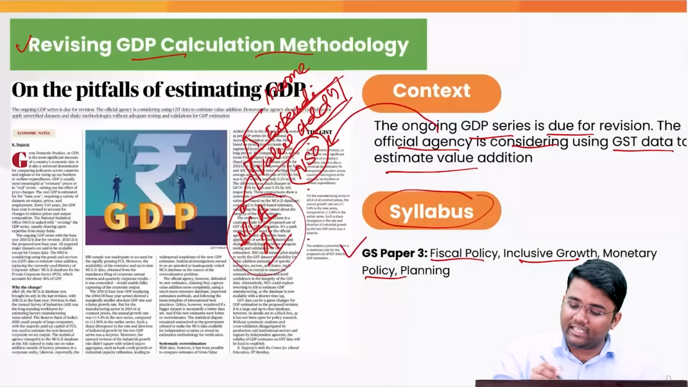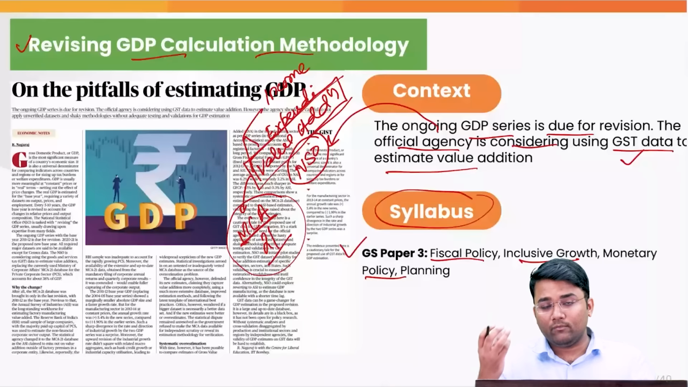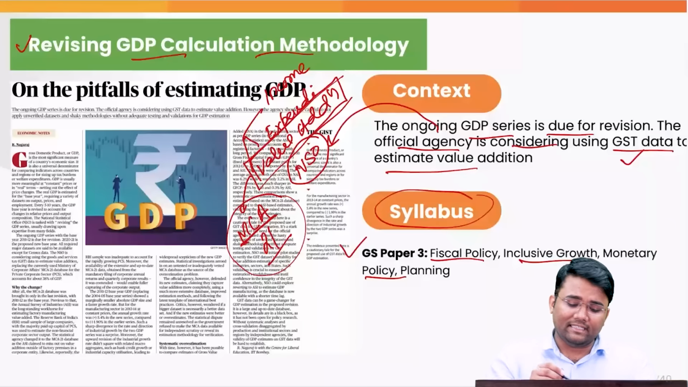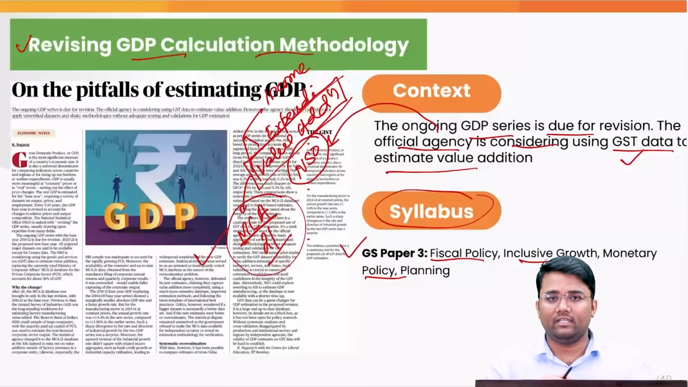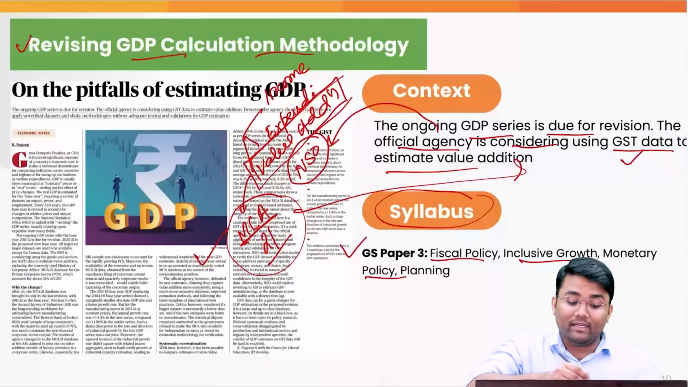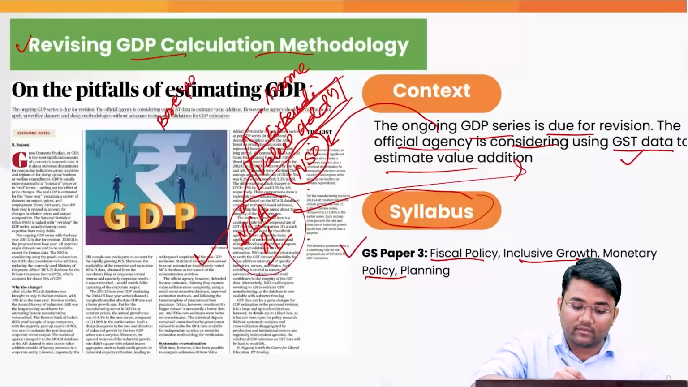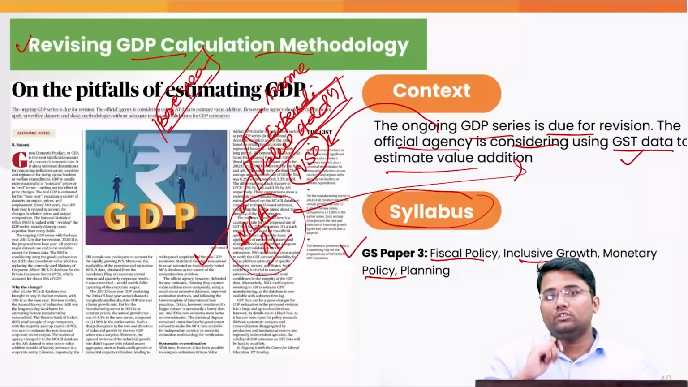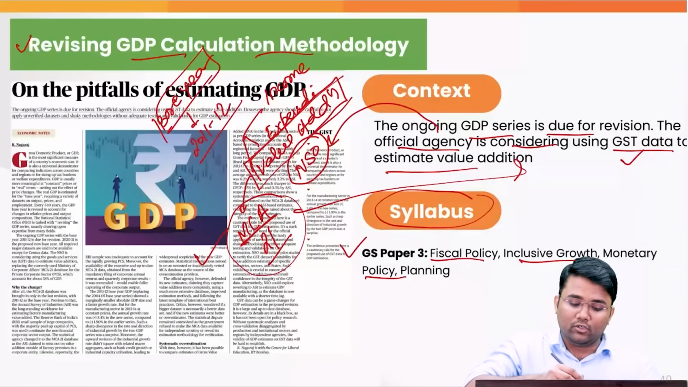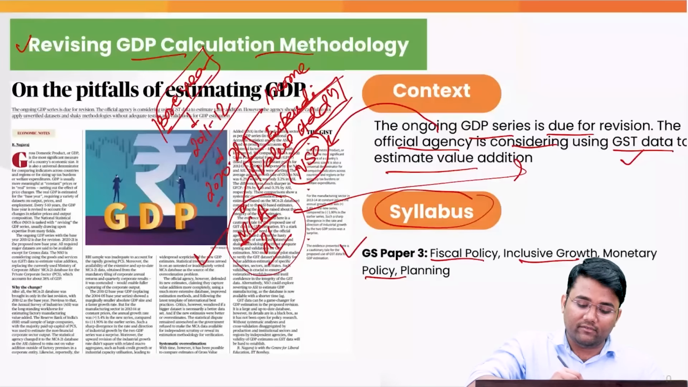They want to take data from the GST portal, or they want to utilize the GST data to know the value addition rather than use this MCA21 database. Now we will talk in our later discussion about why they want to shift from MCA21 to GST data. Second, what else do they want to revise? They want to revise the base year. The base year that is now 2011-12, they want to revise it to 2020-21.